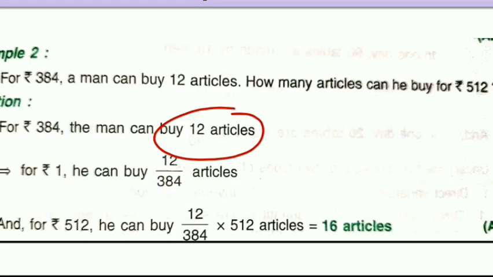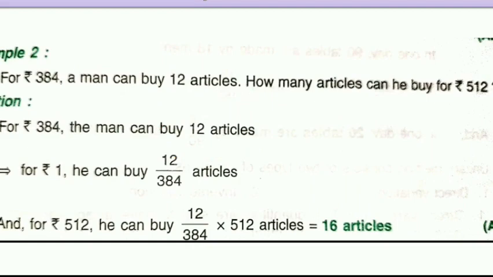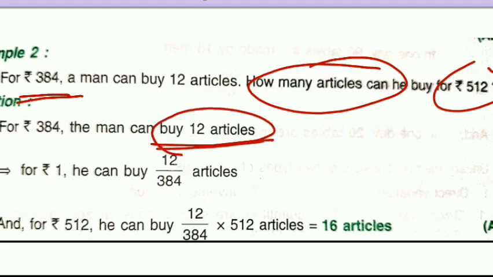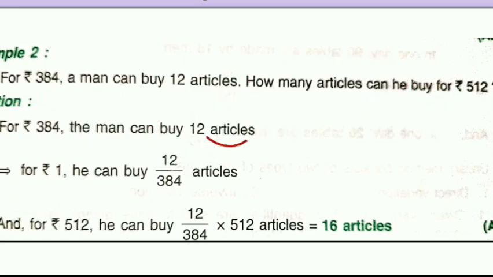Now here also we have seen that we have not kept the cost on the right side, because we do not have to find the cost here. Here we had to find the number of articles. Cost was already given. So here we will not keep the cost on the right side. Here we have kept the number of articles on the right side. So always remember that whatever we have to find out, we will keep at the end of the statement, not left or right, but at the end of the statement. Here we had to find the number of articles, that's why we kept the number of articles at the end of the statement.